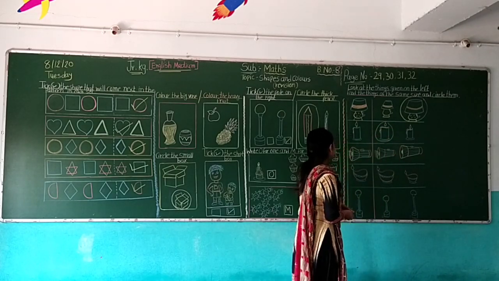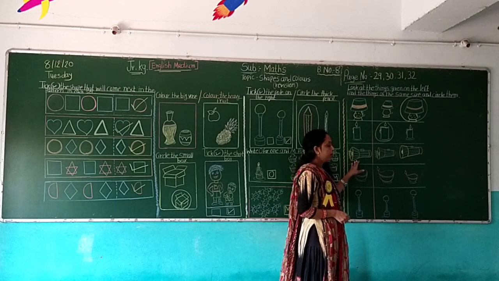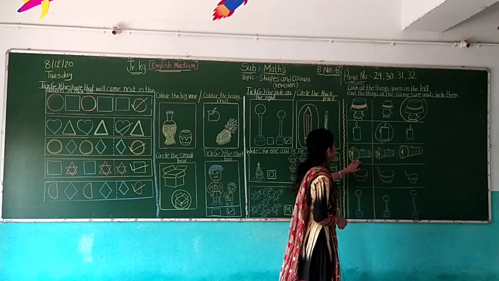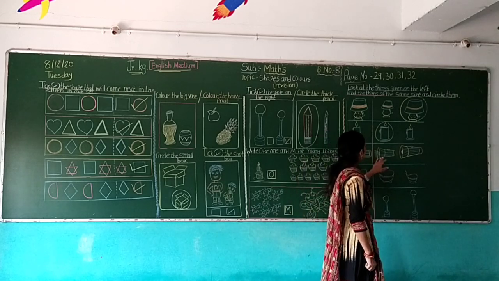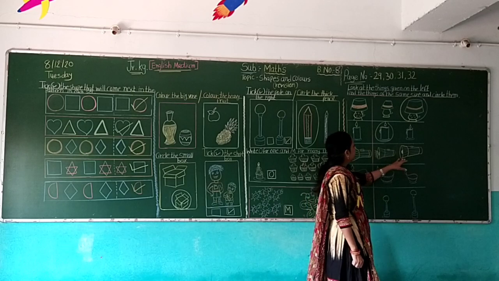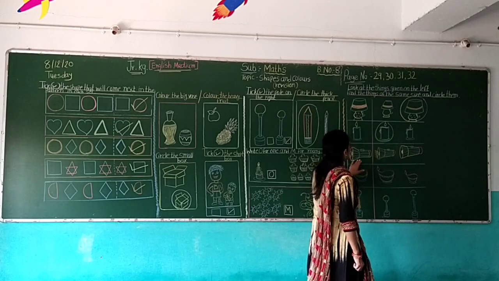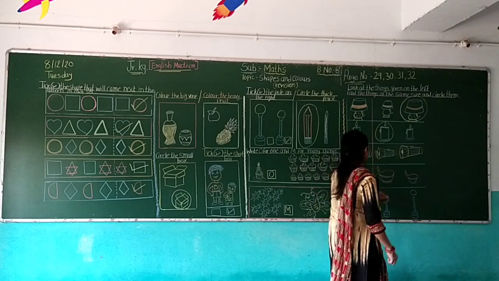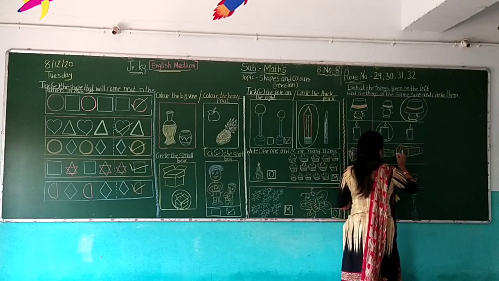So, here we circle. Now next, which picture is this? Torch. Which picture is this? Torch. So, which torch is the same size? This? No. This? Yes. This torch is the same size and circle them. Okay. This torch is the same. So, here we circle.